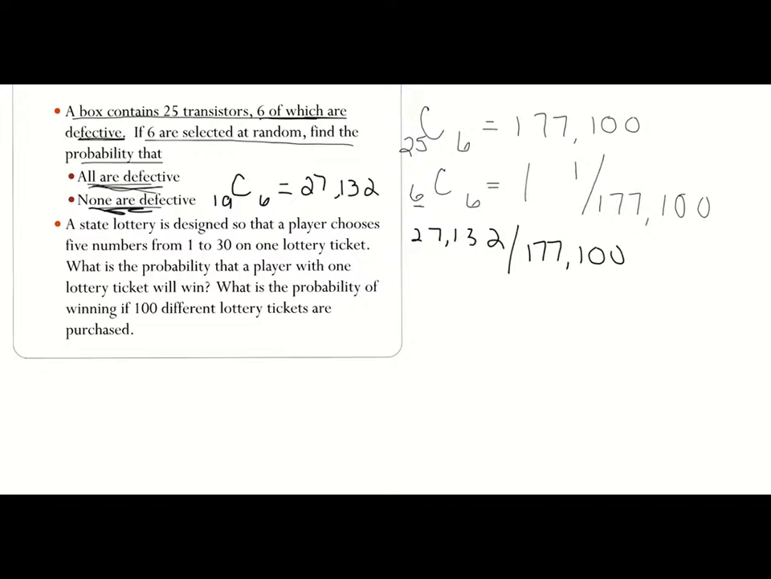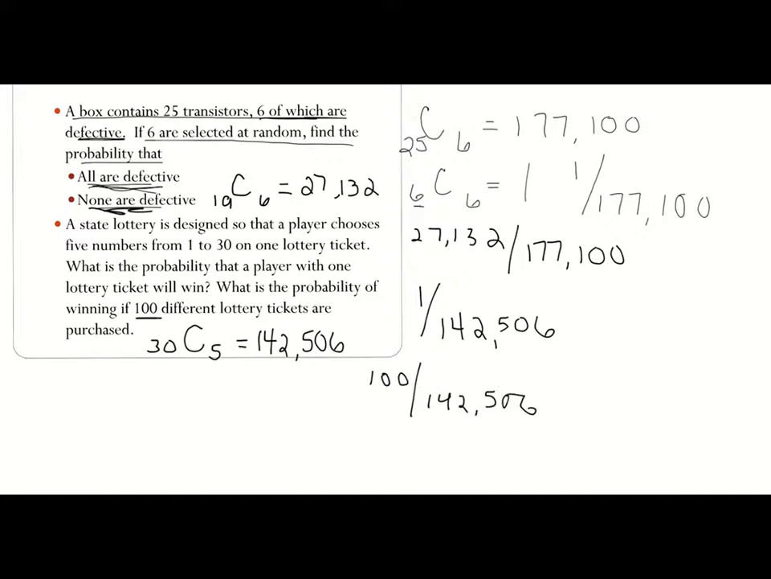Again, this is going to be a combination because the order doesn't matter that we pick the numbers in. We have 30 to choose from. We're choosing 5. So when we find that combination, there's 142,506 ways to pick different lottery tickets, different numbers for it. Now, if you buy one ticket, what are your chances of winning? In that case, you have one ticket, so you have one chance of winning out of 142,506. Now, if you buy 100 different tickets, instead of having one chance of winning, you have 100 out of 142,506 different ways of winning.